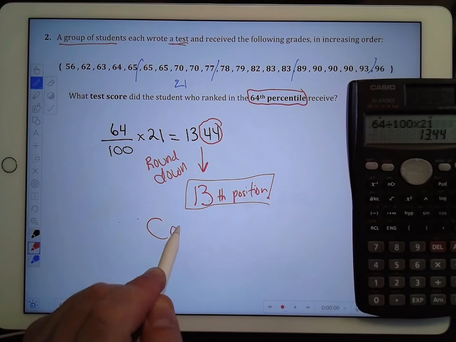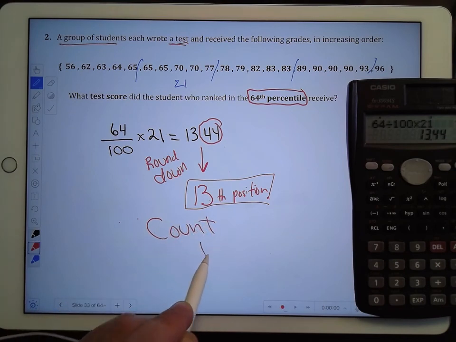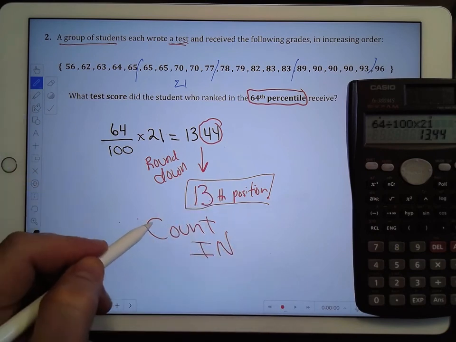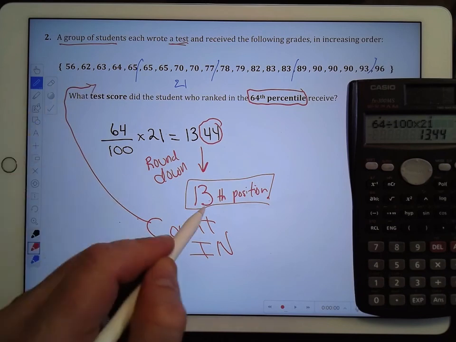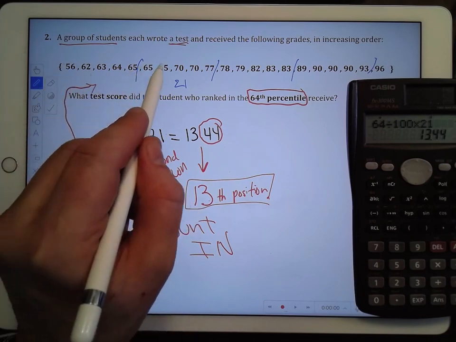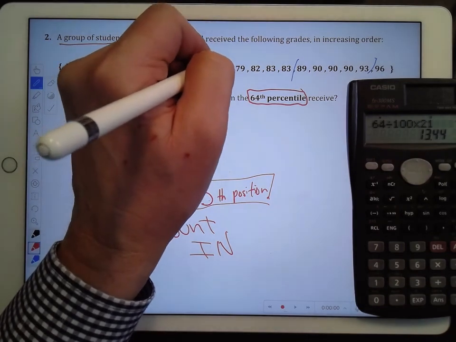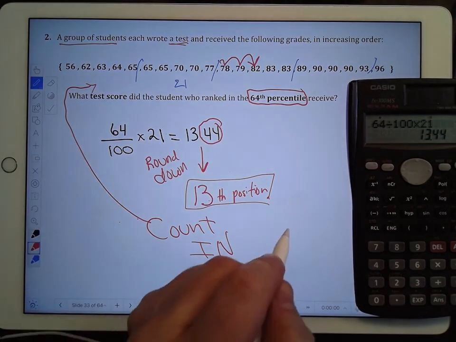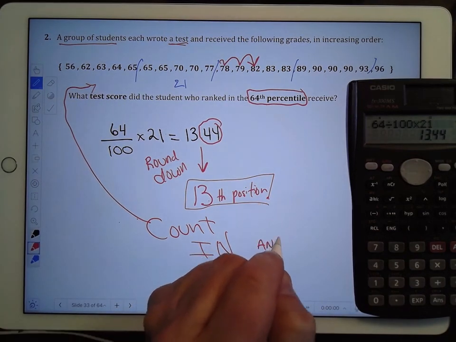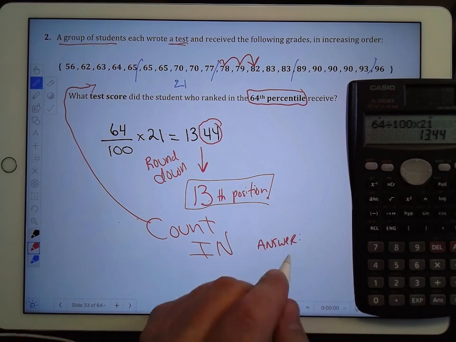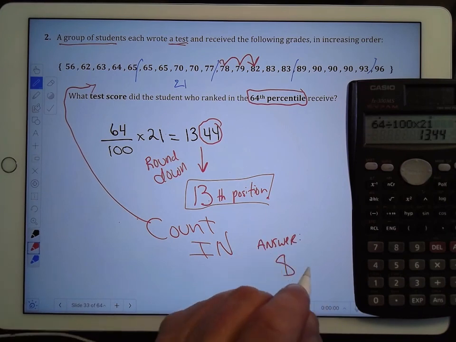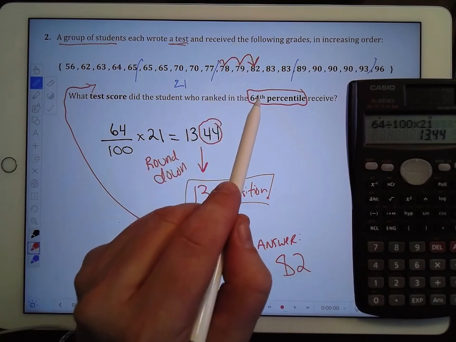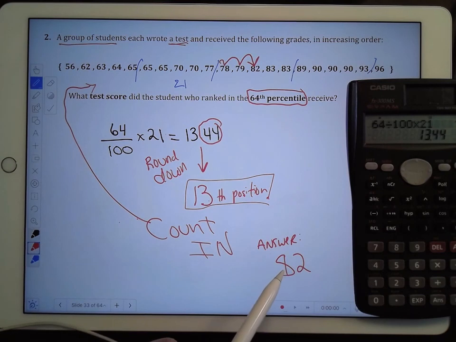We always, always, always, for percentile backwards, have to count in the number that we calculate. So we're going to count into this distribution and find the 13th person. So there's the first 5, that's 10. And we're going to go 11, 12, 13, right there. So the answer is 82. The person who scored the 64th percentile had an 82 on their test.